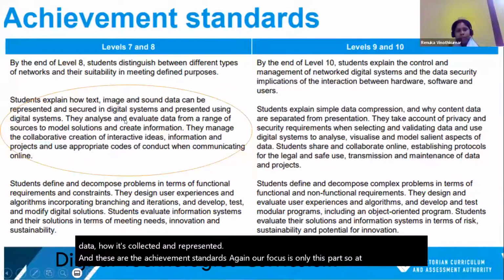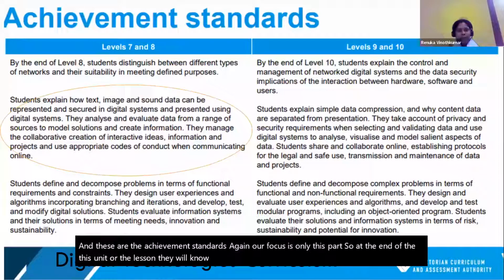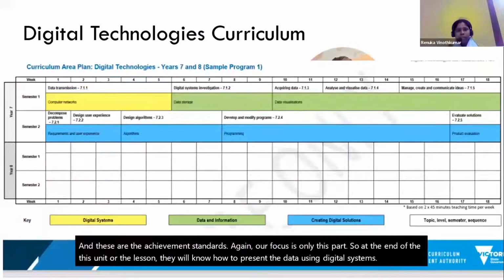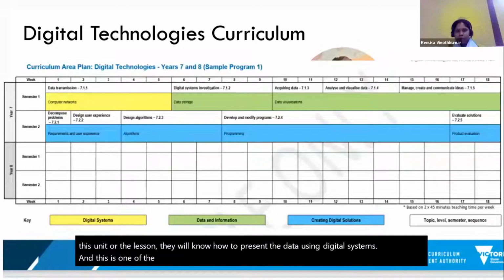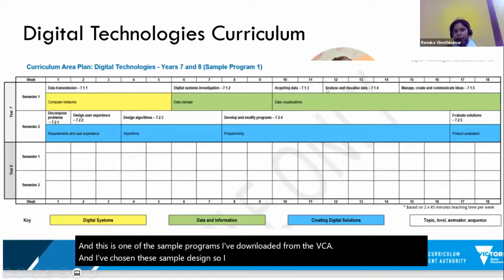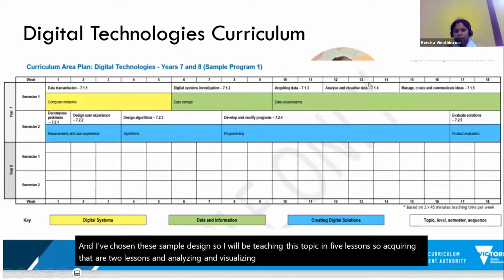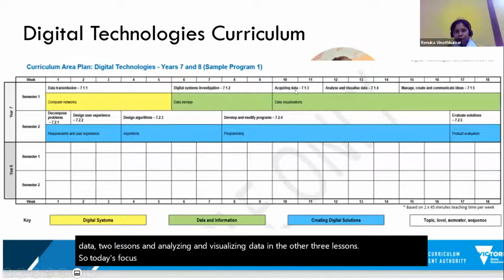So at the end of this unit or the lesson, they will know how to present the data using digital systems. And this is one of the sample programs I've downloaded from the VCAA. And I've chosen this sample design. So I will be teaching this topic in 5 lessons. So acquiring data in 2 lessons and analyzing and visualizing data in the other 3 lessons. So today's focus is how to draw a column graph.